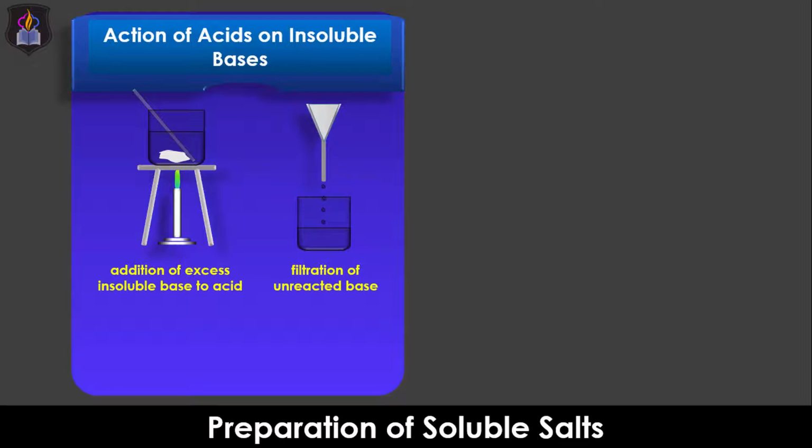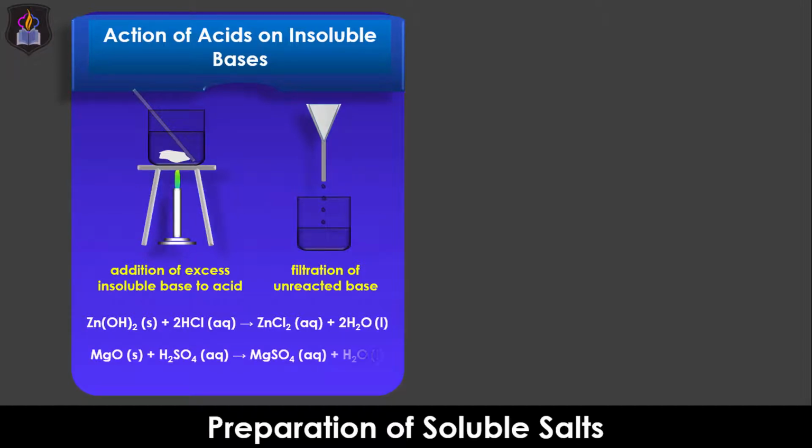For example, zinc chloride can also be formed by dissolving zinc oxide or insoluble zinc hydroxide in heated dilute hydrochloric acid until it no longer dissolves and the excess hydroxide filtered off. Similarly, magnesium sulfate is also prepared by dissolving magnesium oxide in heated dilute sulfuric acid until it no longer dissolves and the excess base filtered off.